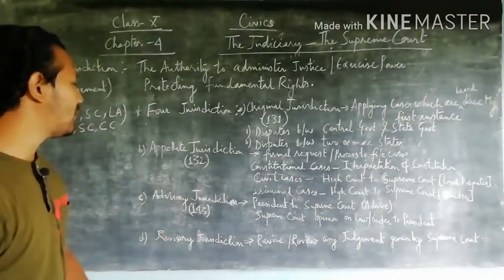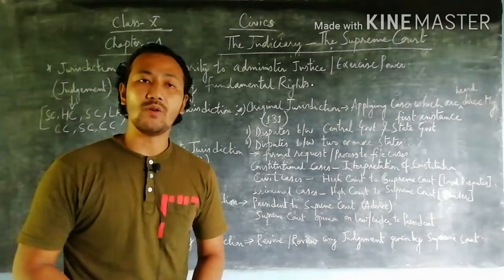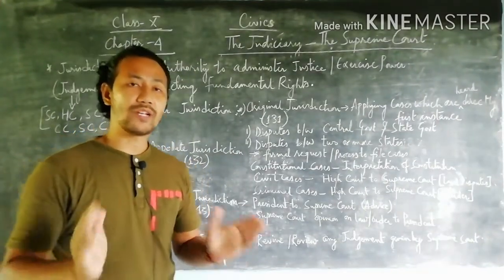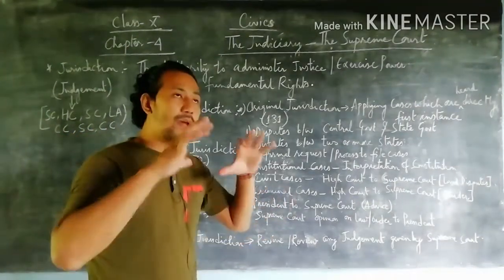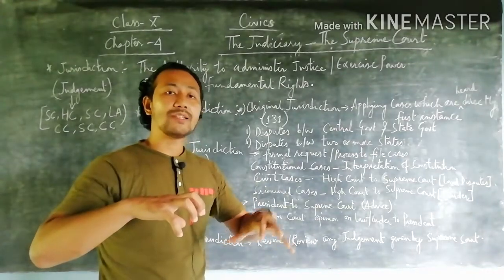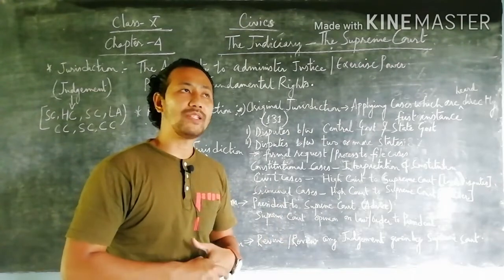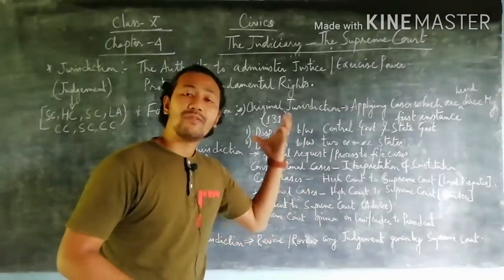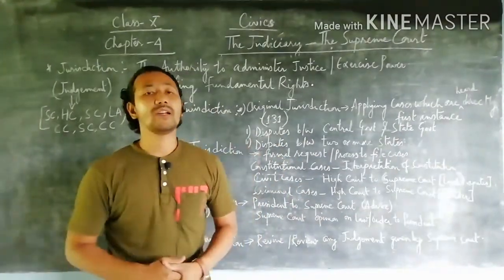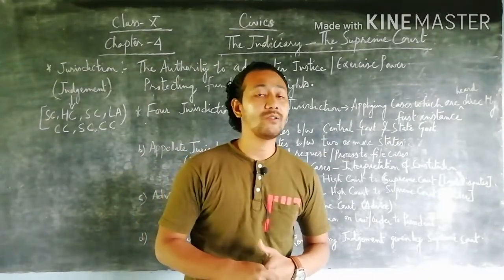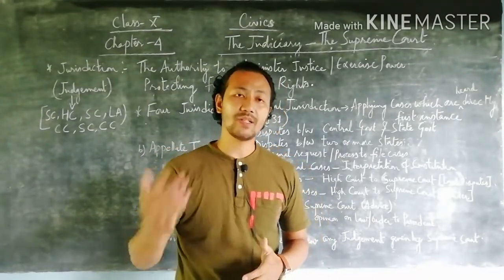The third jurisdiction we see is known as advisory jurisdiction, which comes under Article 143. In this jurisdiction, mainly we talk about how the President as well as the Supreme Court judges play a very important role. First, the President. The President has the right to advise the judges of the Supreme Court. The total number of judges in the Supreme Court is 31, including the Chief Justice of India.